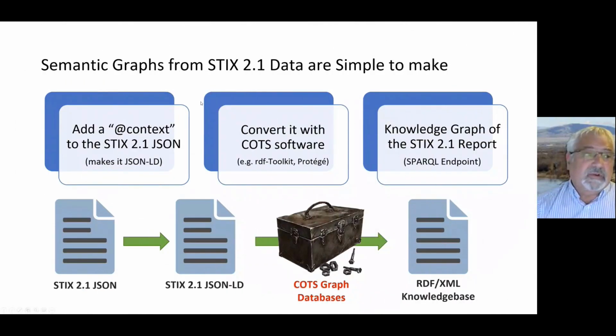It's rather straightforward to do this conversion. So take a STIX 2.1 JSON document, and prepend it with a context file that we have created that gives a definition of that STIX 2.1 JSON as JSON-LD, linked data. And that JSON-LD is then interpreted by many COTS graph databases, so common off-the-shelf graph database representations. And that gives us a queryable, searchable knowledge graph to work with.